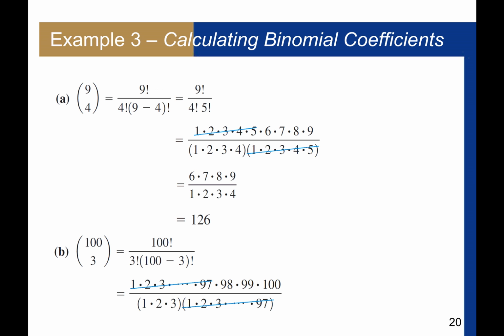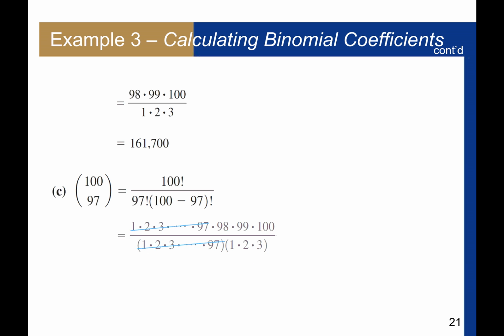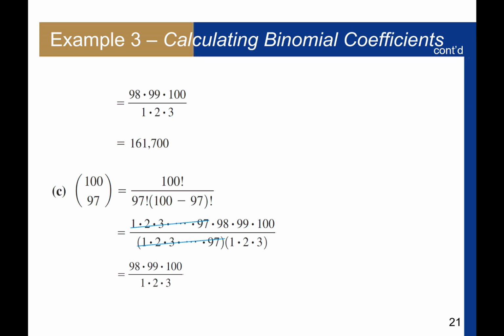So the combinations of 100 choose 3 is 100 factorial over 3 factorial times 100 minus 3, which is 97 factorial. And that'll give us 161,700. What about the combinations of 100 choose 97? That's 100 factorial over 97 factorial times 100 minus 97, which is 3 factorial. So the combinations of 100 choose 97 or 100 choose 3 turn out to be the exact same value.